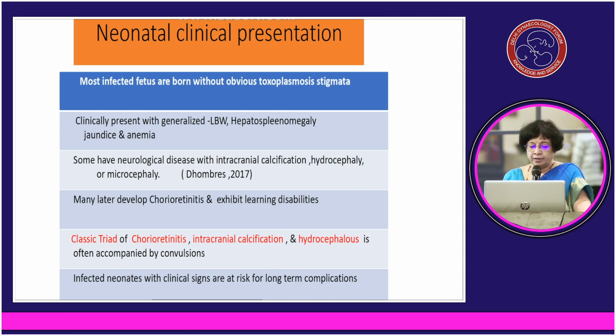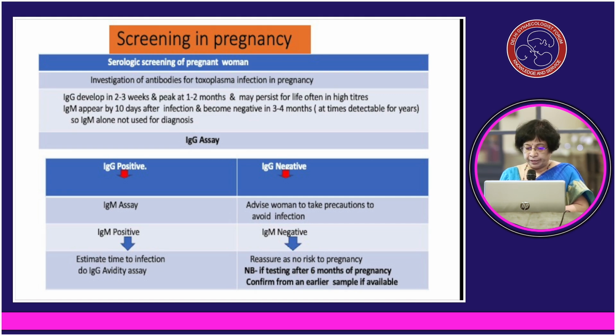So, neonatal: most infected fetuses are born without obvious stigmata, clinically presenting with generalized low birth weight, hepatosplenomegaly, jaundice, and anemia. Some have neurological disease with intracranial calcification, hydrocephaly or microcephaly. Many later develop chorioretinitis and exhibit learning disabilities. Toxoplasmosis has a classic triad of chorioretinitis, intracranial calcification, and hydrocephalus, and this may be accompanied by convulsions. Infected neonates with clinical signs are at a greater risk for long-term complications.